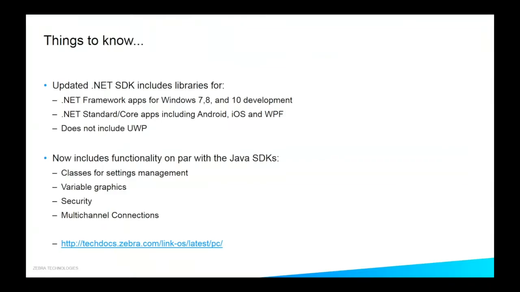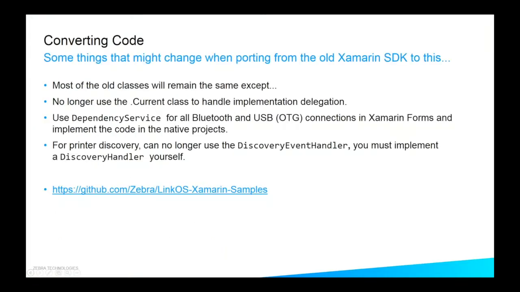If you are converting code from the old SDK to this new one, there are a couple of things you're going to have to change and modify. Most of it's going to be the same, but if you remember working with the old SDK, we used a class called .current in order to handle switching between iOS and Android at compile time. With this new SDK, we do not need to do that. So the .current class would have to be removed from your classes in order to work with the new SDK.